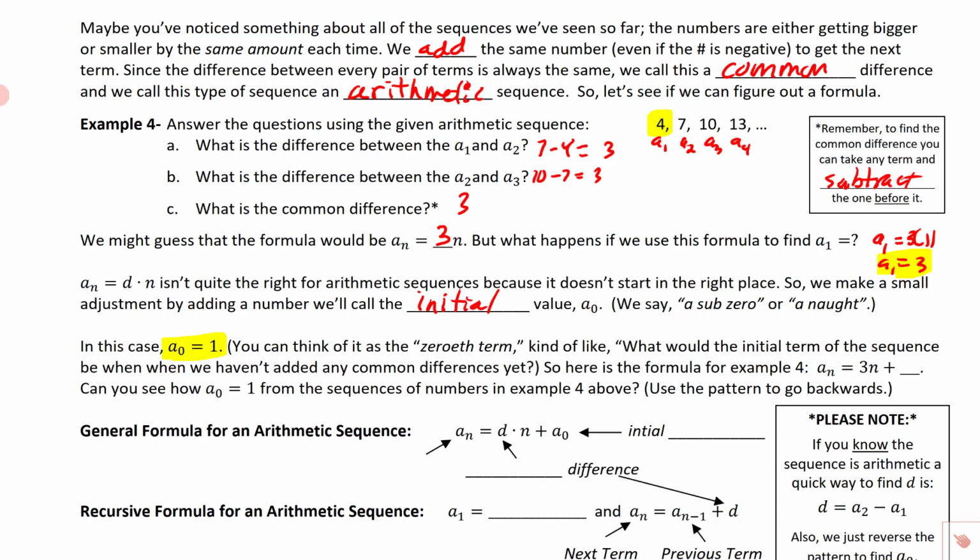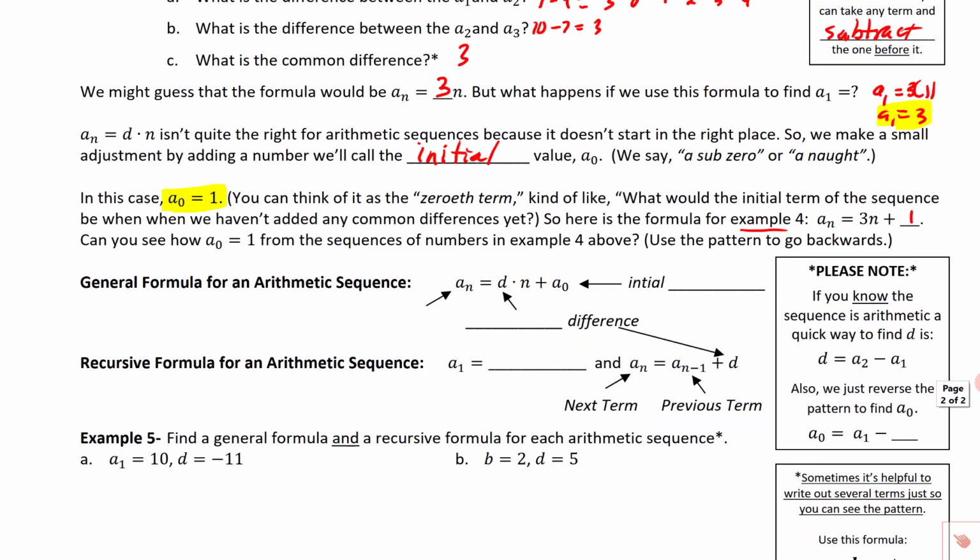So if I were to go backwards a little bit in this formula, what would a sub 0 be? Instead of adding 3 every single time, I'd subtract 3 in order to get back to this one right here. So 4 minus 3 would be 1. So that's going to be the 0th term. Okay? So for the example in number 4, it's a sub n equals 3n, and then we just make this little adjustment with the initial term. Hopefully you can see from the numbers up above how we can back up and find that 0th term because the pattern just goes backwards.